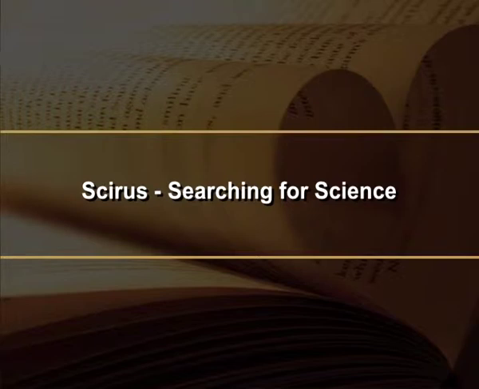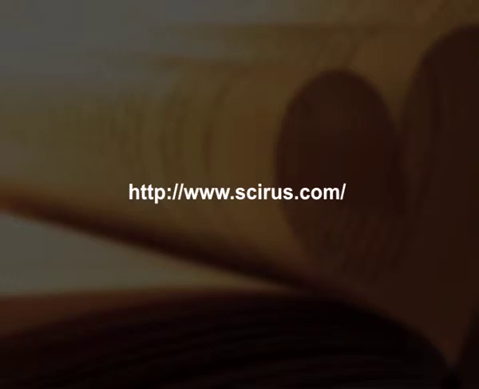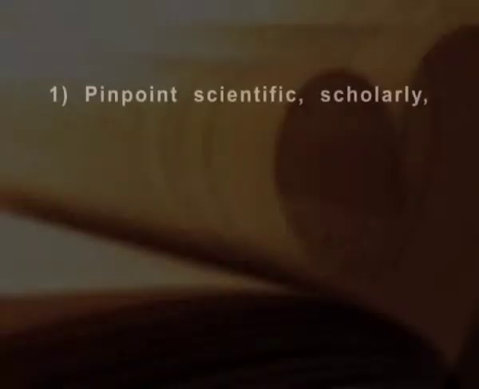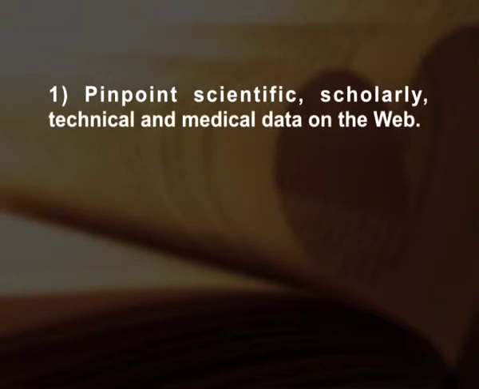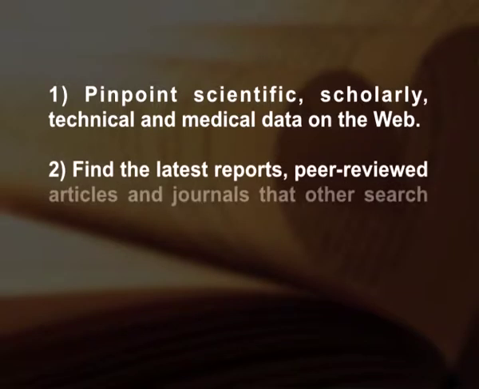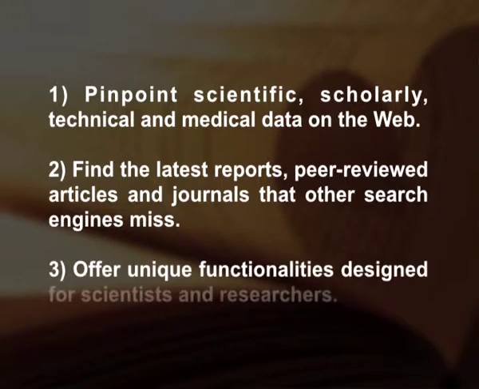SCIRUS, Searching for Science. www.scirus.com. SCIRUS is the most comprehensive science-specific search engine on the internet. Driven by the latest search engine technology, SCIRUS searches over 167 million science-specific web pages, enabling users to quickly pinpoint scientific, scholarly, technical and medical data on the web, find the latest reports, peer-reviewed articles and journals that other search engines miss, and offer unique functionalities designed for scientists and researchers.